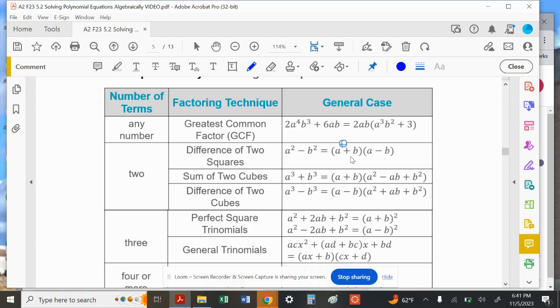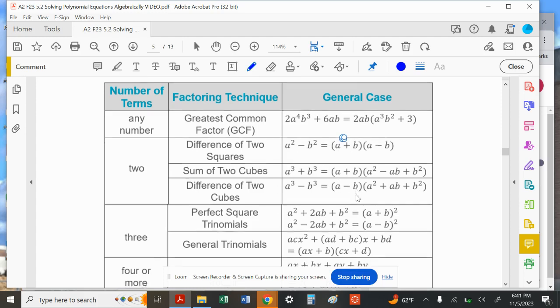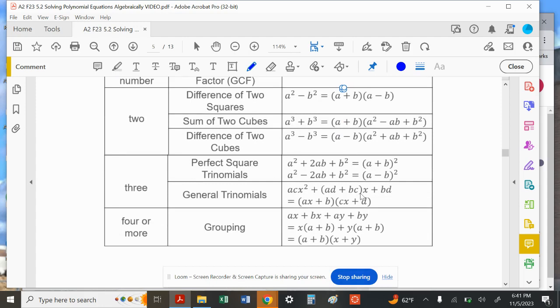Difference of two squares we did above. Sum and difference of two cubes is the same equation that we just did. Perfect square trinomials.